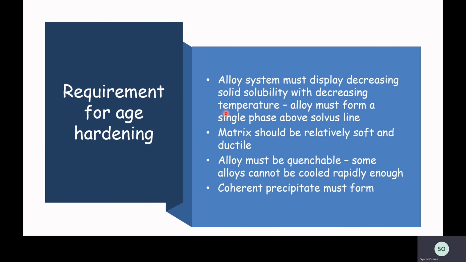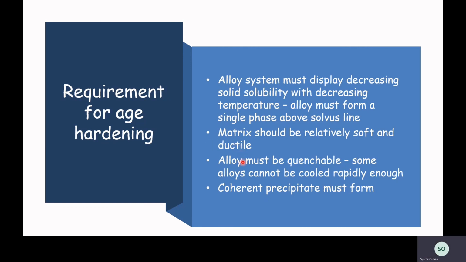And the second one is that the matrix should be relatively soft and ductile, and the precipitate should be hard and brittle. In most age hardenable alloys, the precipitate is a hard, brittle, intermetallic compound.